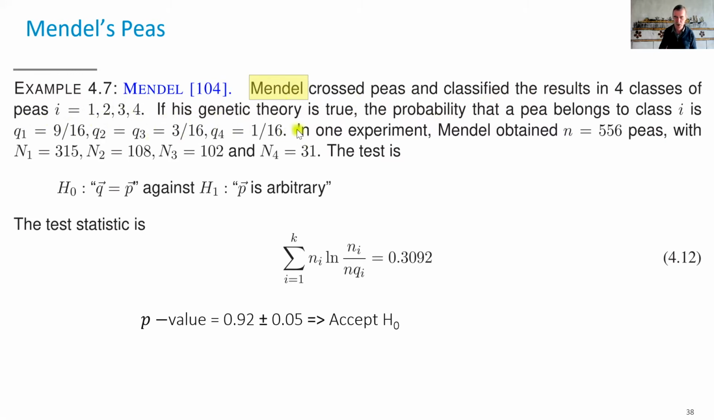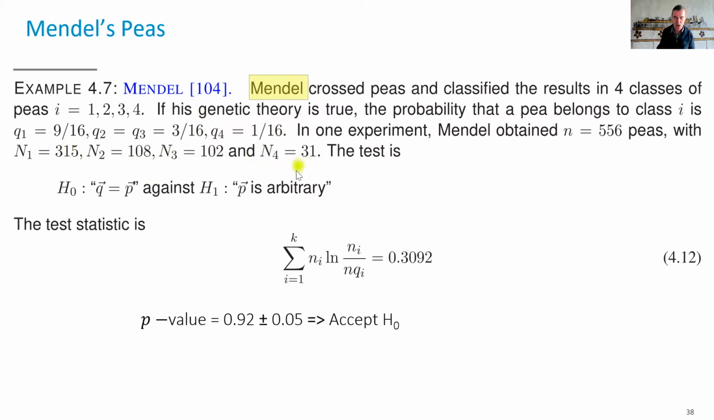I don't go into the detail of the genetic theory, but you can easily imagine. So he should have found in the first type, which is, for example, green and non-wrinkled, versus wrinkled and green, and yellow or green. And here, those are the yellow wrinkled here. So those are the theoretical values if his genetic theory is true. So he did it experimentally and counted how many he saw. Those are the numbers that he found here.